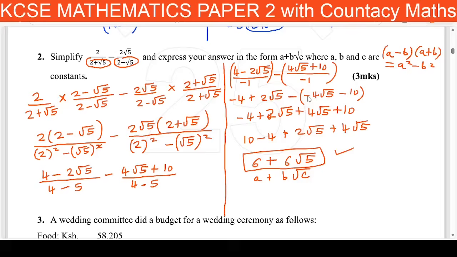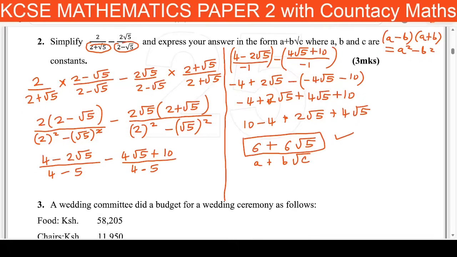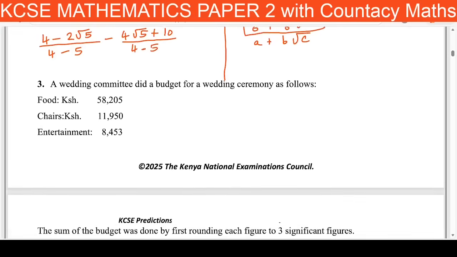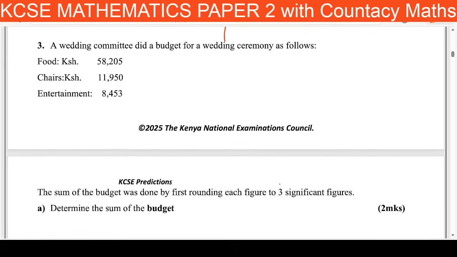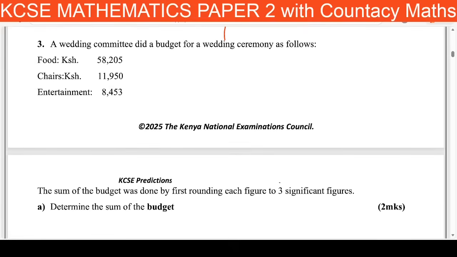And that is it for question 2. Let's now check out question 3 and see what question 3 is really requiring us to do. We are told that a wedding committee did a budget for a wedding ceremony as follows.